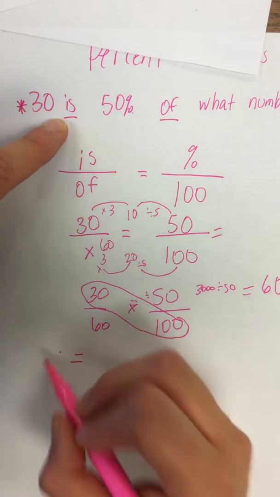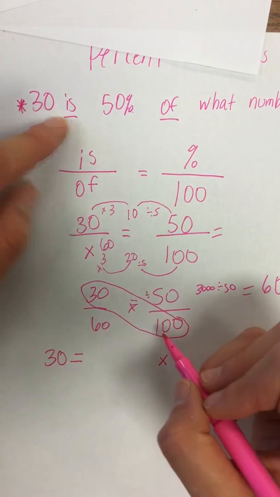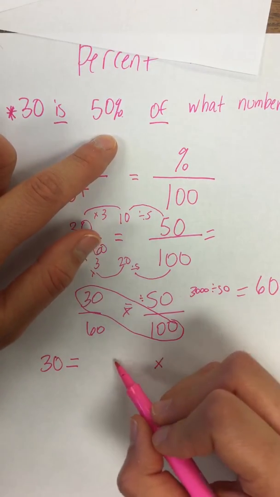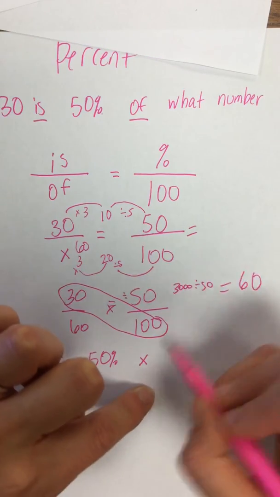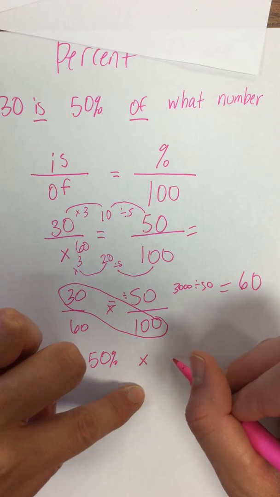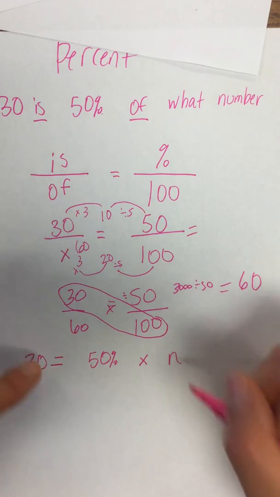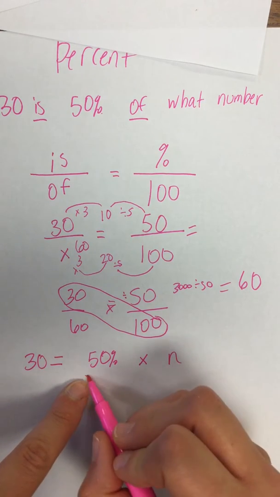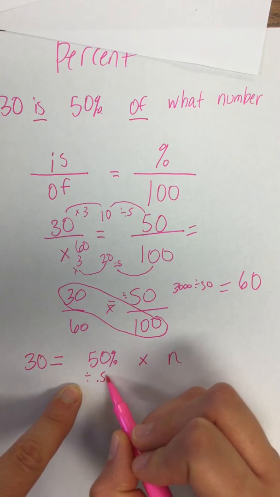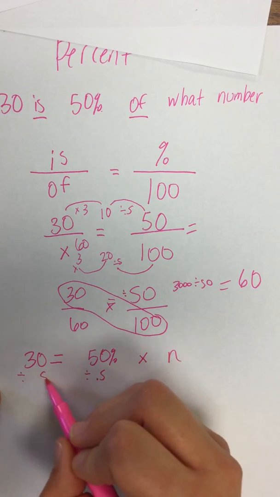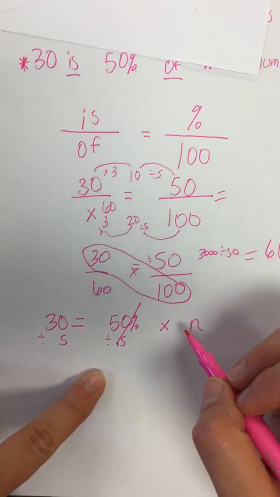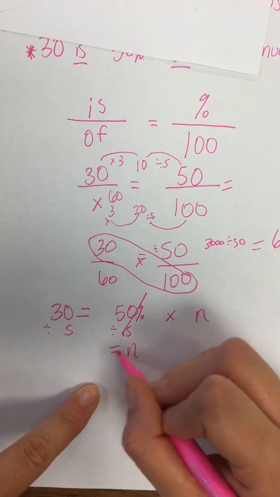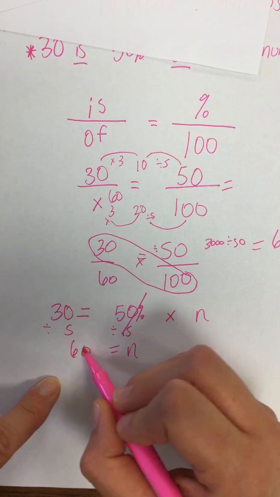So 30 comes before is, so 30 would come before the equal sign. 50% comes before of, so I'm going to put 50% of what number? That's our missing piece, that's our variable. So I'll use n. And from there, we divide by 50% or 0.5. When you divide 30 by 0.5, it cancels out over here to get 1. And you get that the missing number is equal to 60.